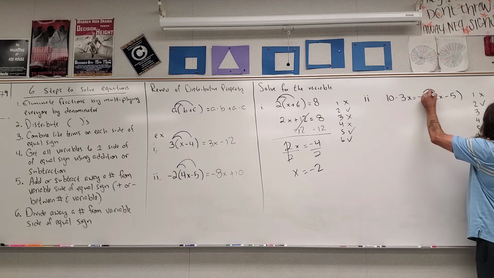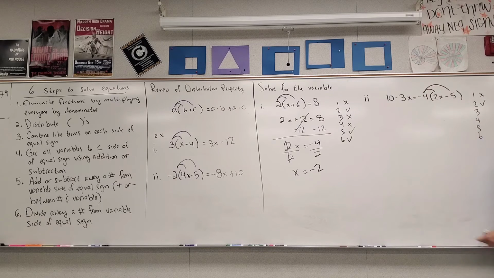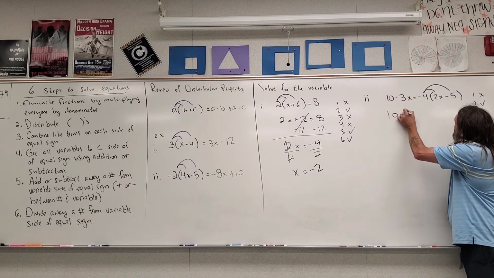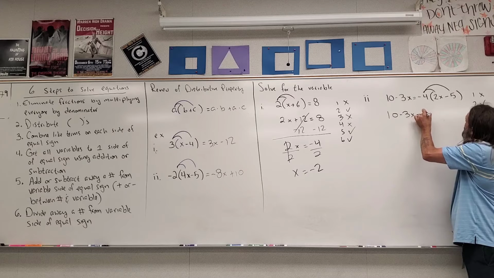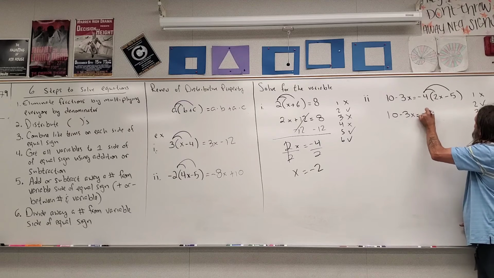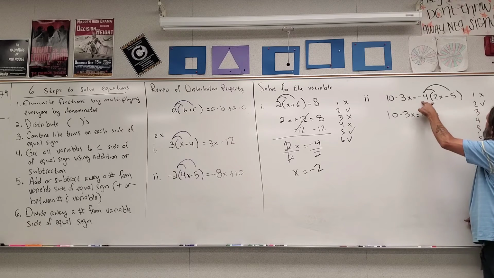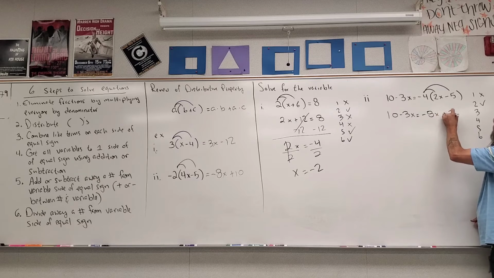So I'm going to pass out a -4 to the 2x and a -4 to the -5. So here I get 10 minus 3x equals -4 times 2x is going to give me a -8x. -4 times -5 gets me to +20. So I did that step.